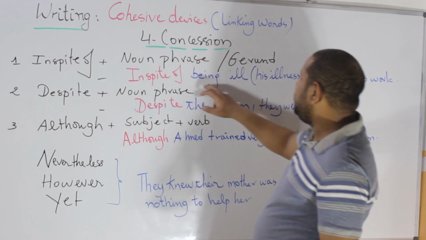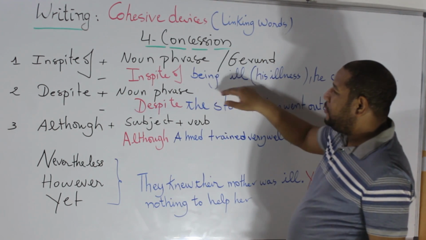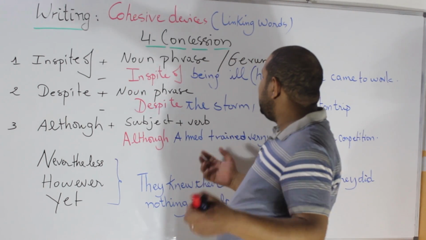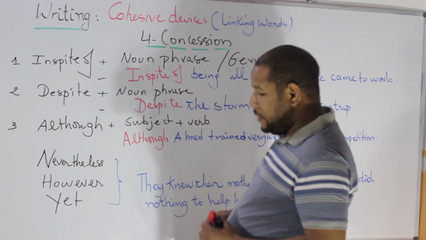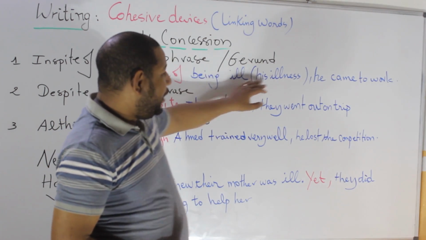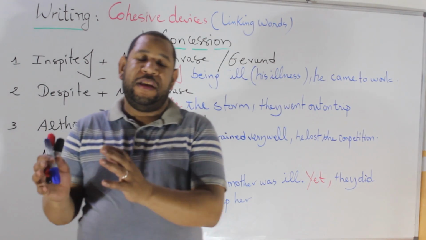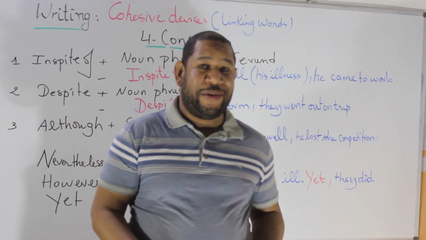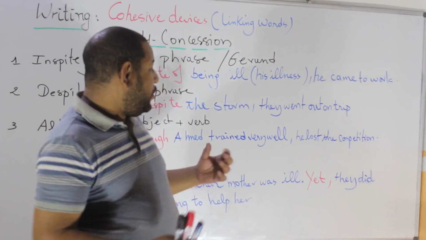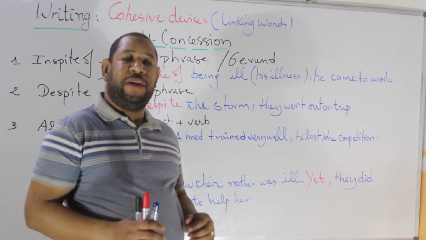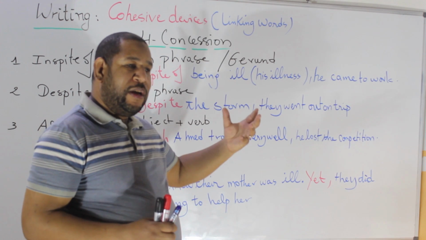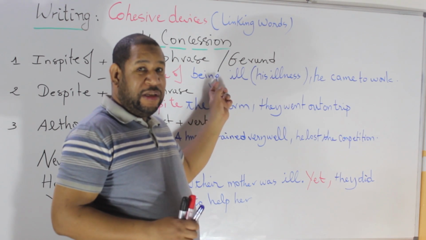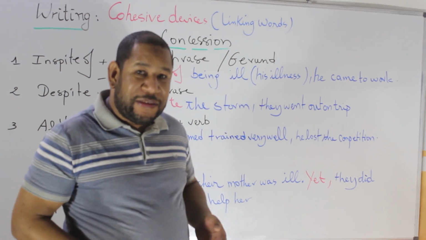For example, in spite of being ill. This is a gerund. It's a noun phrase. I just want to make it clearer for you. So we can say, in spite of being ill, he came to work. If you say he was ill, he came to work, there is a problem. We need concession to make this sentence clear. Or simply, when we want to write this type of sentence, we think about the opposite. It's not the opposite of the sentence, it's the opposite of what we expect.